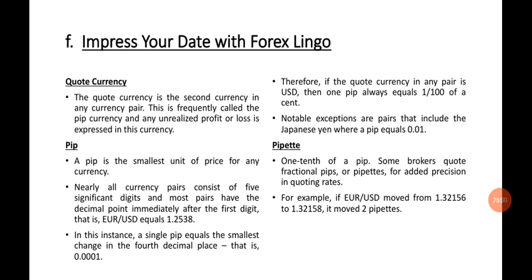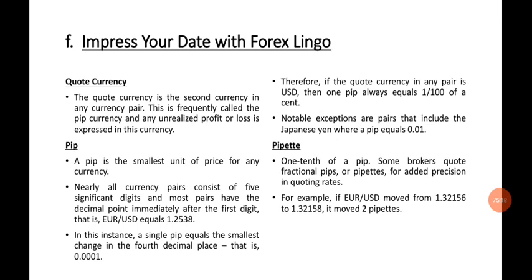Quote currency. The quote currency is the second currency in any currency pair. This is frequently called the pip currency, and any unrealized profit or loss is expressed in this currency. Pip. A pip is the smallest unit of price for any currency.